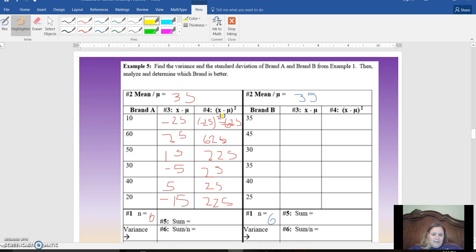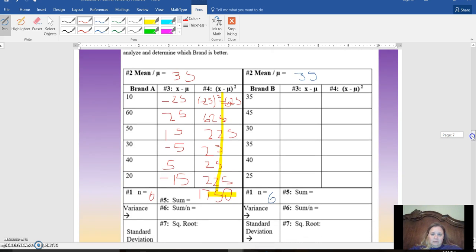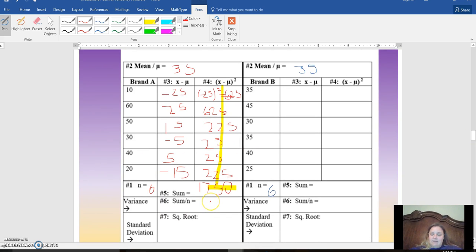Then I'm going to take these numbers and add them: 625 plus 625 plus 225 plus 25 plus 25 plus 225. And I get 1750. Then I'm going to take 1750 and divide by 6, that's how many there are. I get 291.667. Everything was a whole number, so we're just going to go to tenths.